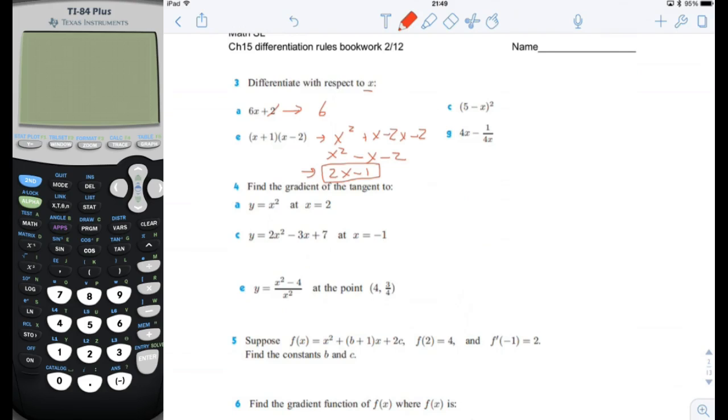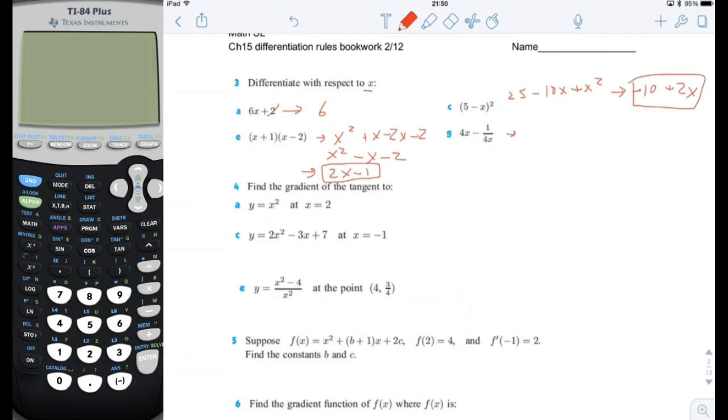We just multiply it out first because we don't know how to take the derivative of products yet. So we just put 25 minus 10x plus x squared. And then we take the derivative of that. We get 25, derivative of 25 is 0. Derivative of negative 10x is negative 10. Derivative of x squared is just 2x.